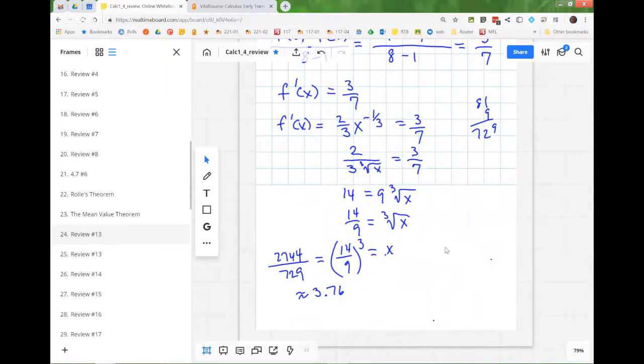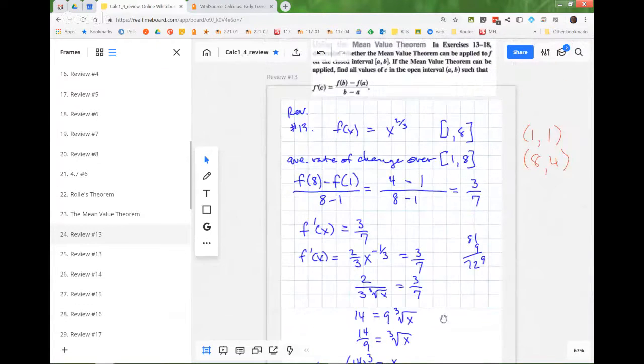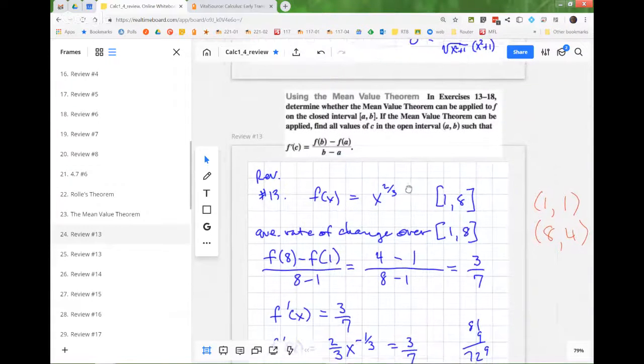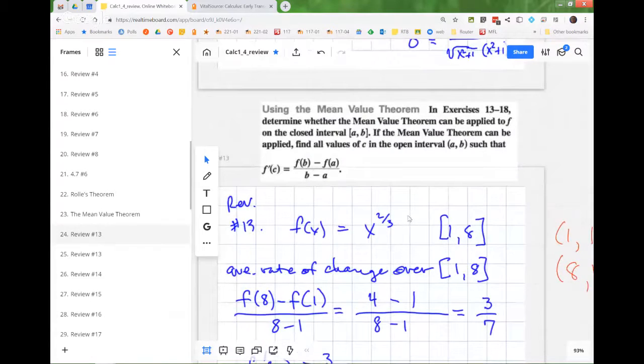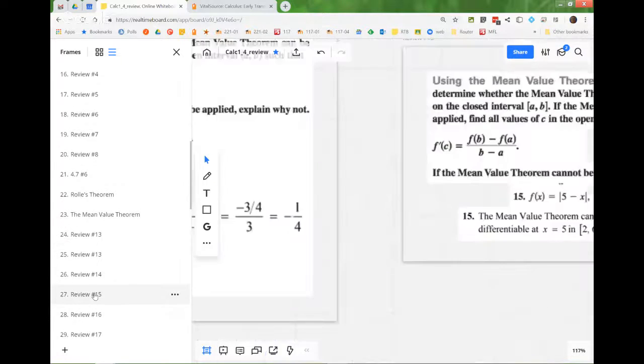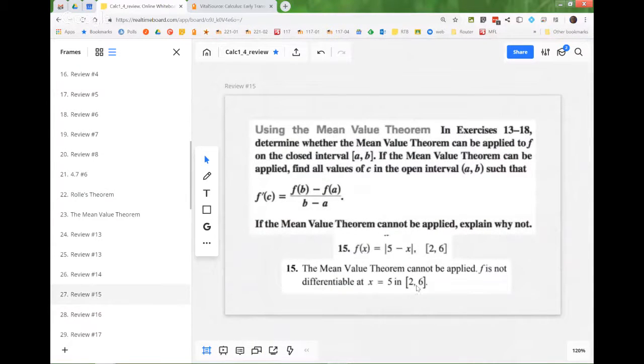Okay, so anyway, now, in the directions for this, it says, if the mean value theorem can be applied, find the value where it can. So in other words, they're kind of implying that some of these might not be. So number 15 is one of those. If you look at number 15, the problem is down here on the bottom, the absolute value of 5 minus x, and the interval is from 2 to 6. Well, this one can't be done.